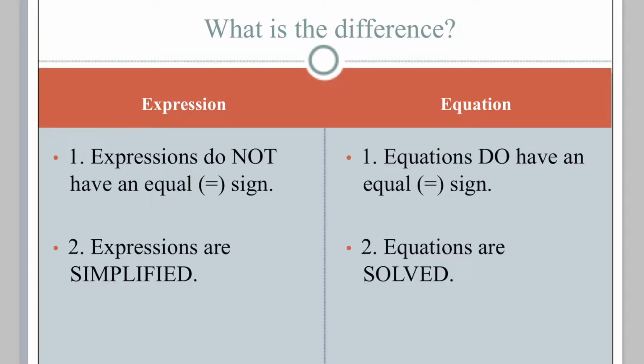And so what's the difference? Expressions do not have an equal sign, and they are simplified. Equations do have an equal sign, and they are solved. Very important concept. Please make sure that you remember this and highlight it as one of the more important concepts going forward.